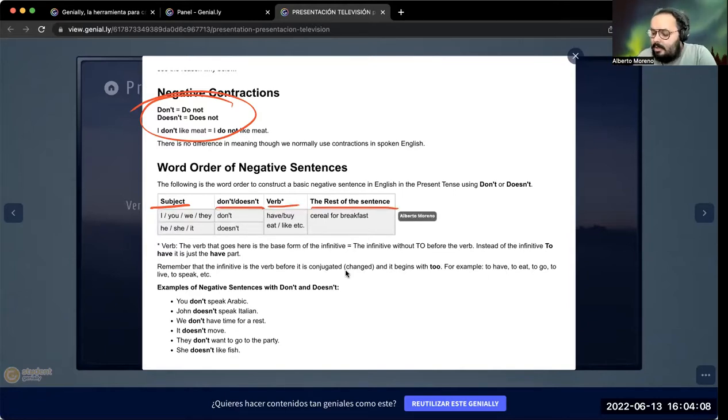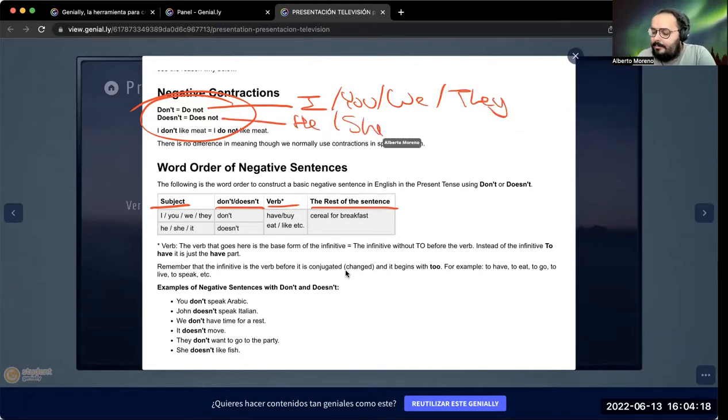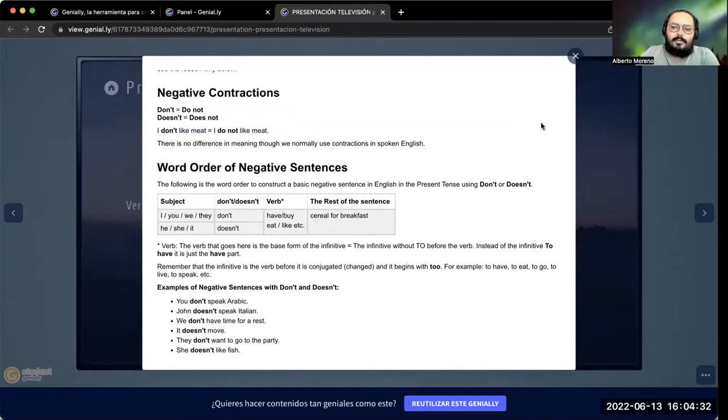¿Cuándo se utiliza don't? Bueno, se utiliza con I, you, we, they. Cuando se utiliza doesn't, con he, she, it. Y así quedó. Ejemplo, you don't speak Arabic, John doesn't speak Italian, we don't have time for a rest, etc. ¿Ok?